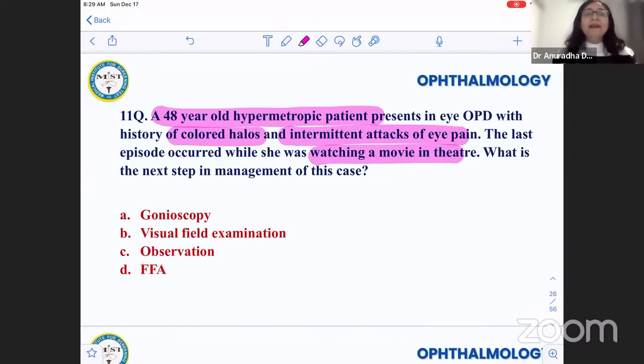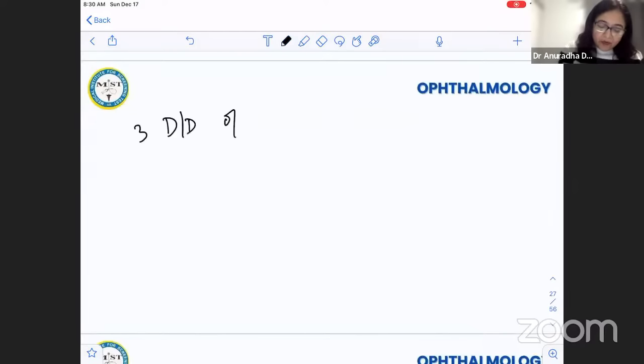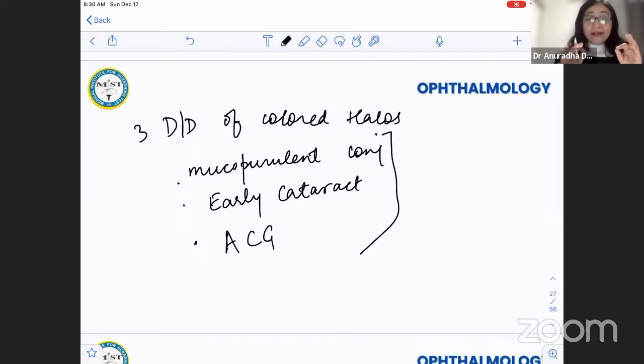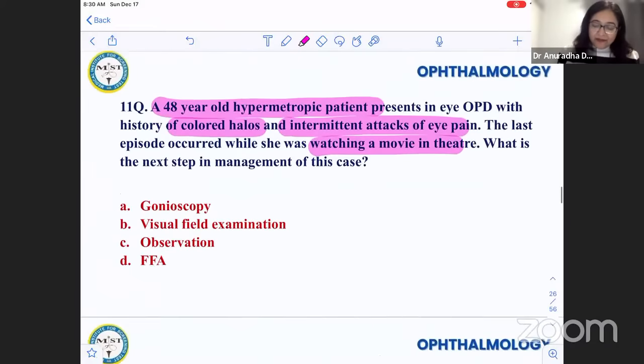Again, before the management, you have to make a diagnosis. So what is your diagnosis? First of all, a patient who is having colored halos, intermittent attacks of eye pain. If you remember, there are 3 DDs of colored halos. What are the 3 DDs of colored halo? Mucopurulent conjunctivitis, early cataract and acute angle closure glaucoma. Obviously, in mucopurulent conjunctivitis, attacks of eye pain are not expected. In early cataract, attacks of eye pain are not expected. So the only condition with colored halos along with attacks of eye pain is acute congestive glaucoma or acute angle closure glaucoma.